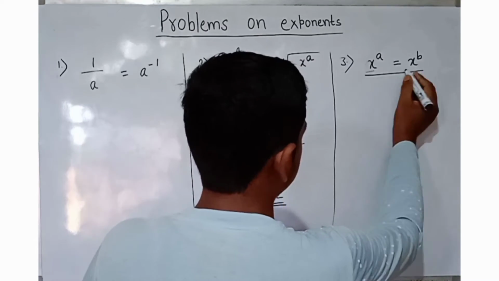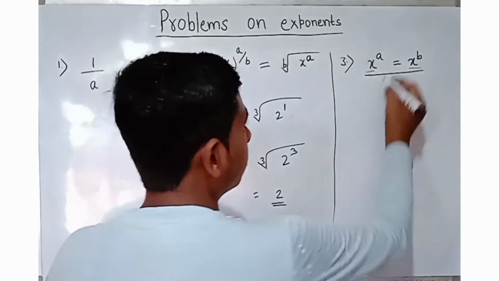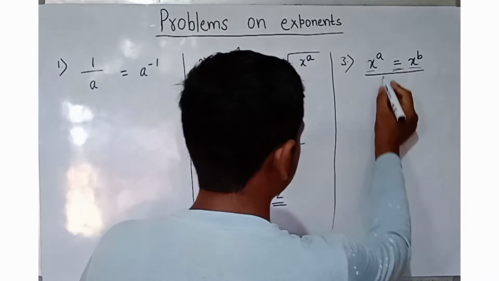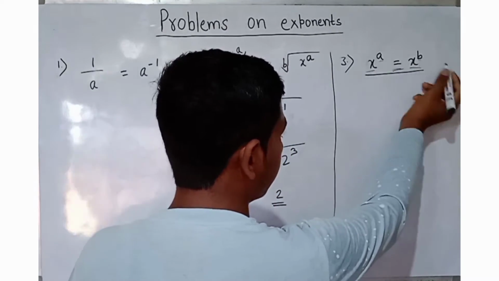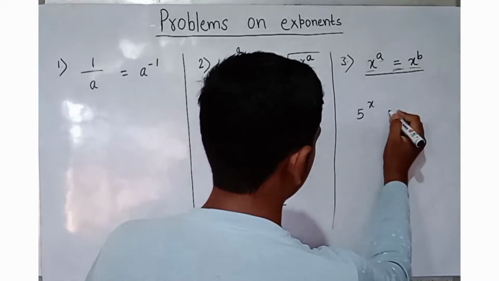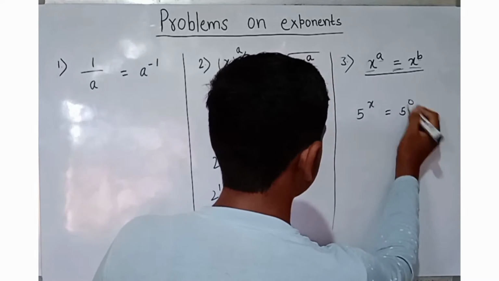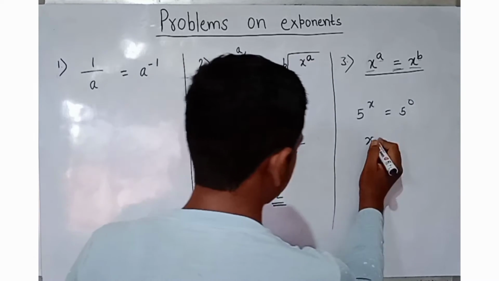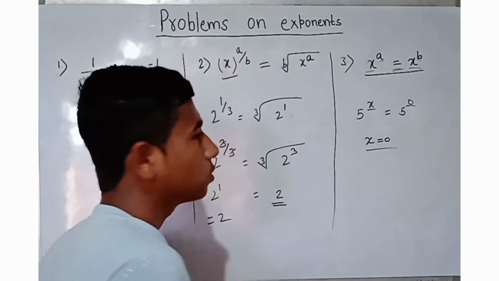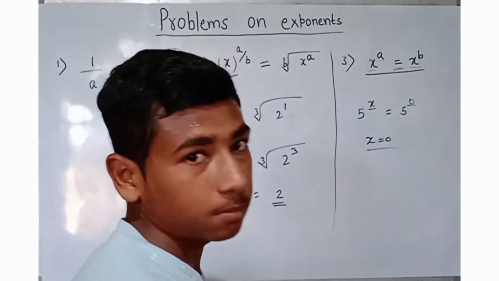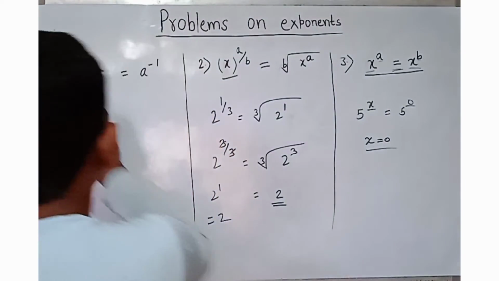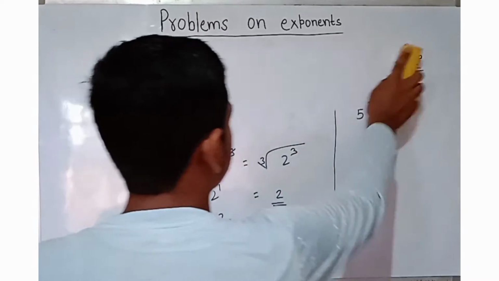When the bases are the same with the equal sign, then the powers will be equal. For example, 5 power x is equal to 5 power 0, so the value of x will be 0, both powers will be equal. So we are going to see some problems now on the topic laws of exponent. Let us see the questions.